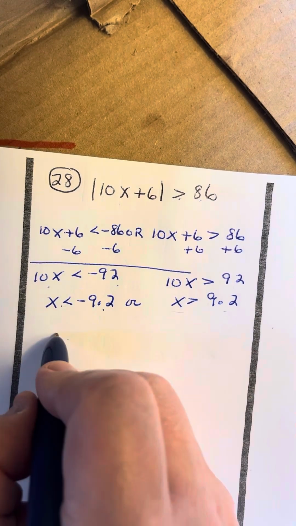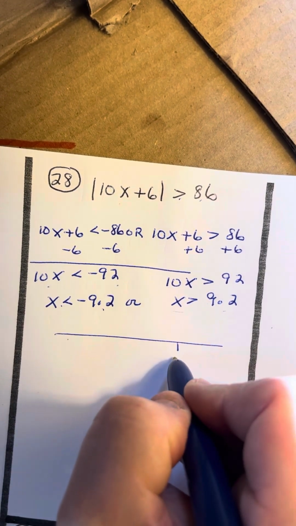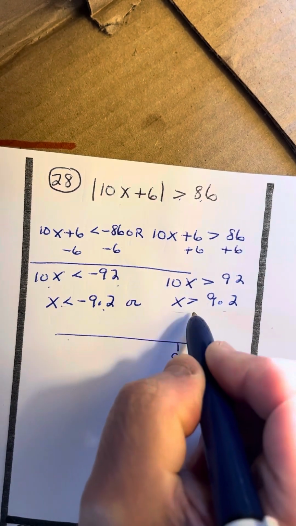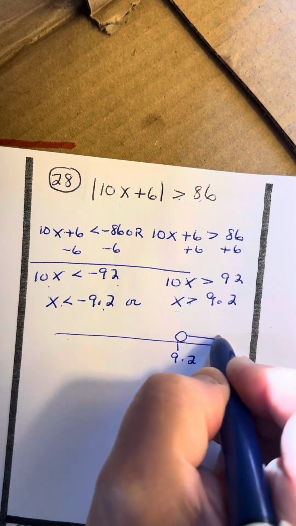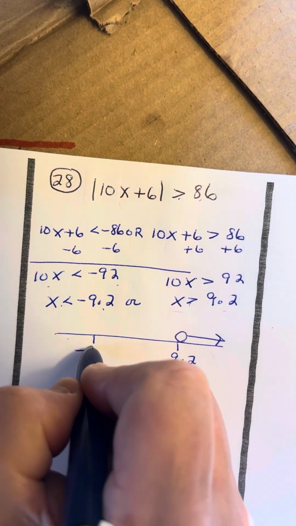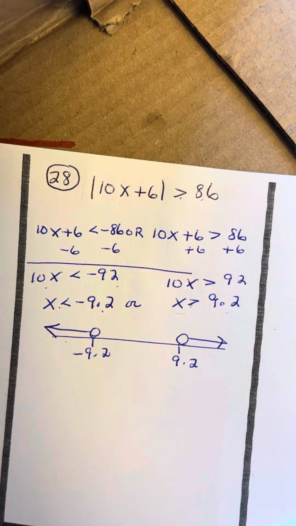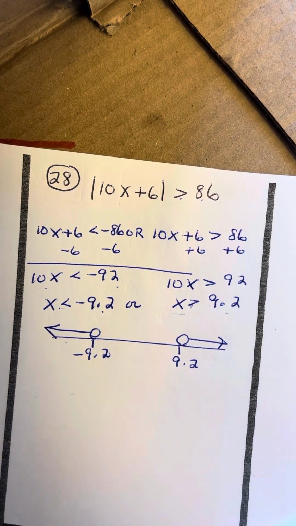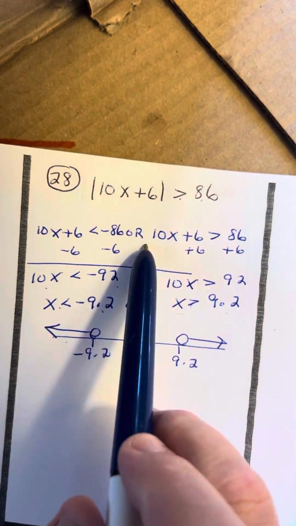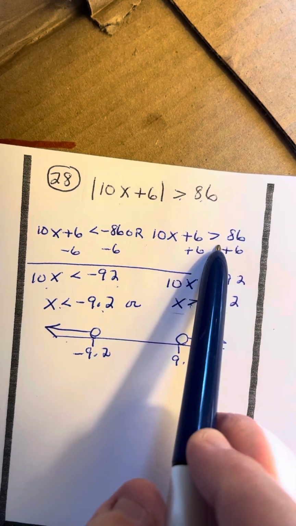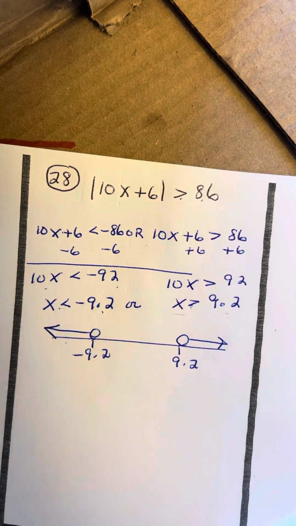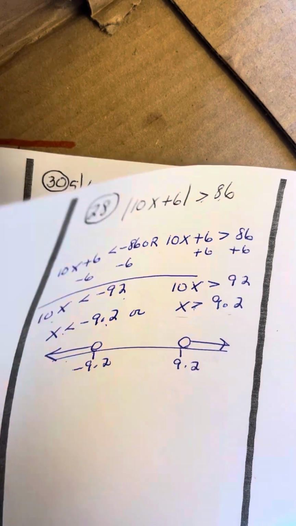Two separate answers, or two separate parts to the answer. Point your arrow in the same direction. Absolute value greater than, two separate equations. One is the same, and one is the opposite. Okay. Next one.